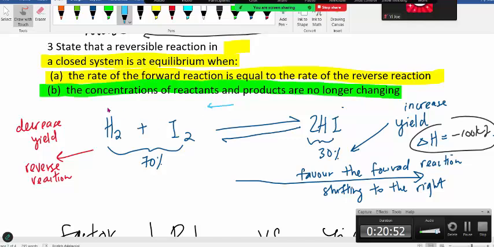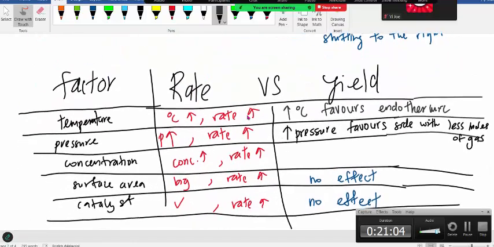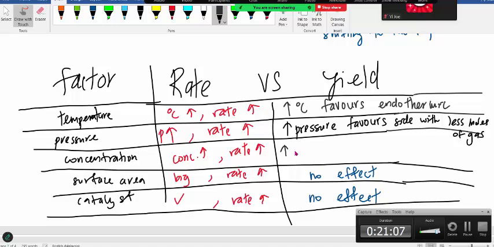Understand? So if I add a lot of hydrogen and a lot of iodine, which way will the equilibrium go, forward or backward? Forward. They want to remove it, yes. So high concentration of reactant favors product. Make sense?